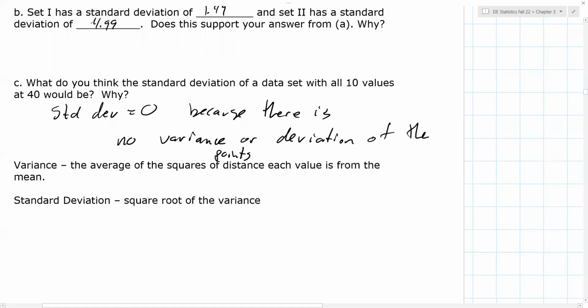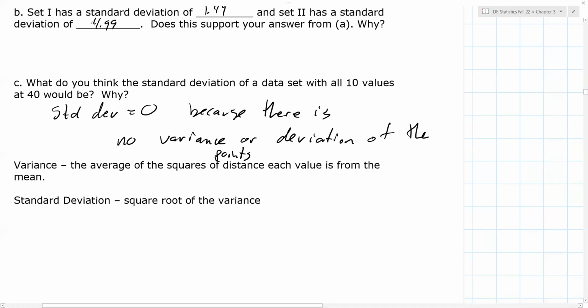Now we're going to get into the calculation, how we find it. So we start with variance, and the variance is the average of the squares of distance each value is from the mean. So that's the English way. In a second, I'll show you how we translate that English statement into a mathematical equation or a mathematical statement. And then standard deviation is the square root of variance. So once we find the equation for variance, we just put a square root over the top of it and it becomes standard deviation.